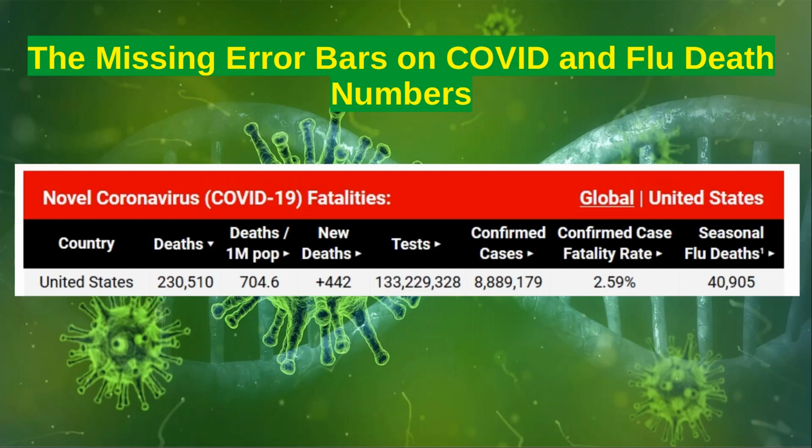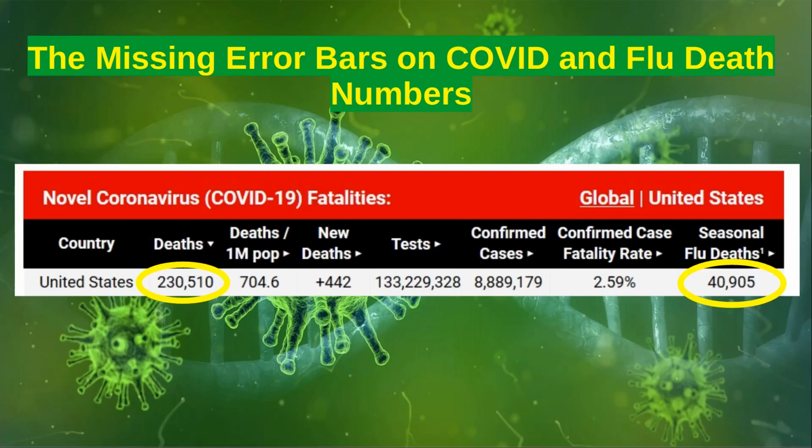This is a graphic with the numbers from Real Clear Politics, and it shows 230,510 deaths attributed to COVID-19. It also shows 40,905 deaths attributed to the seasonal flu. The implication of these is that COVID-19 is much more dangerous than the common cold and the flu that people experience each year.